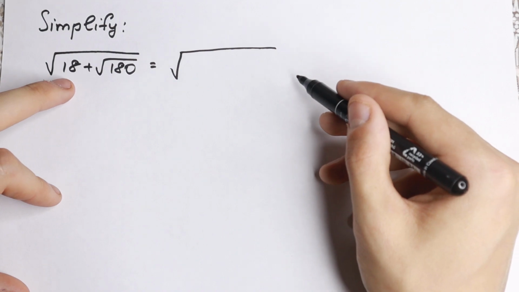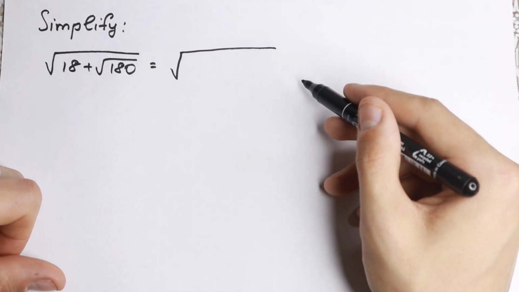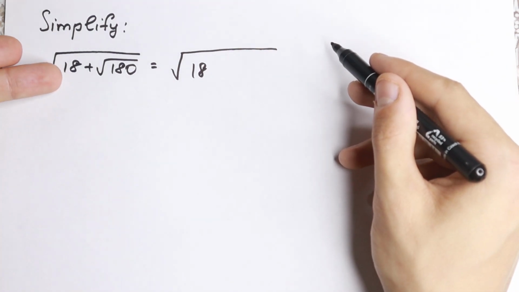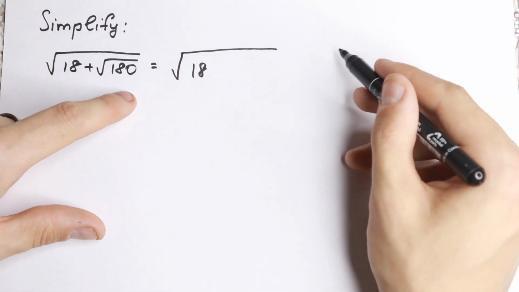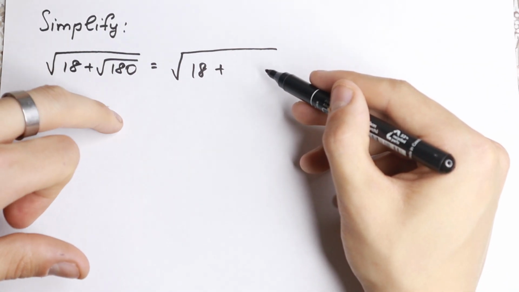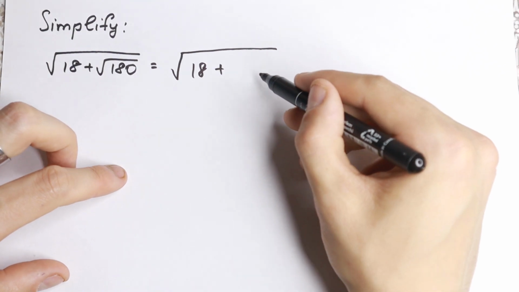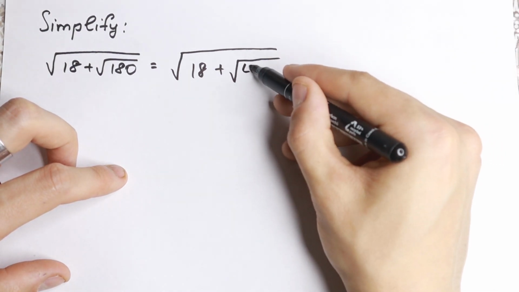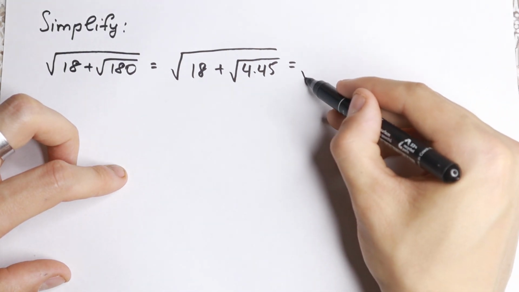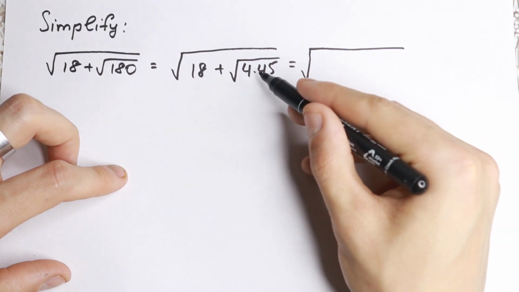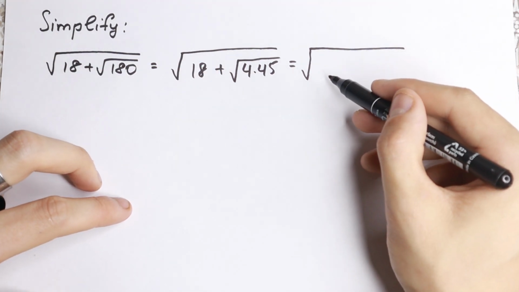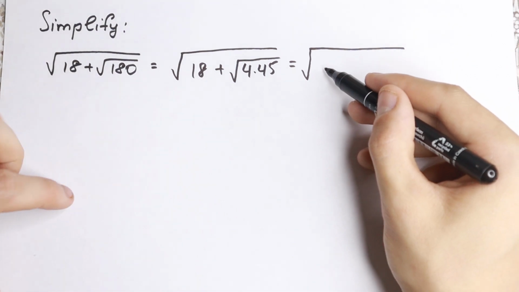Okay, we have this expression, square root of 18 plus square root of 180. This 18 I leave right here, because I don't know right now what to do with it, but this 180 is really good, because we can write it as 4 times 45. Why do I write this? Because this 4 is really good, we can take its square root and simplify it.